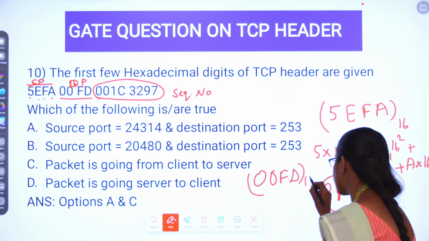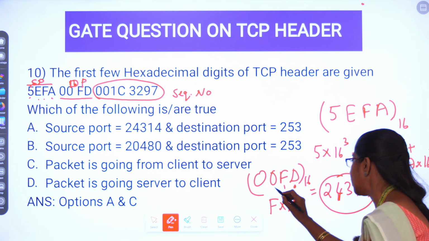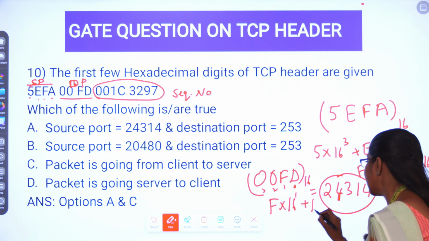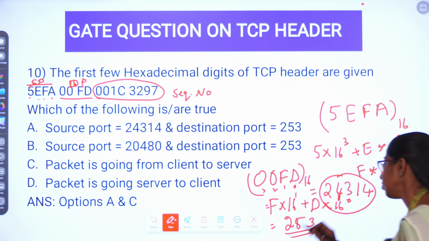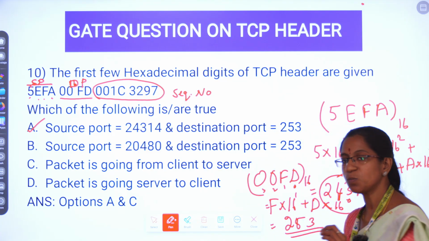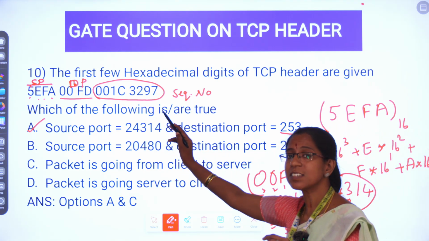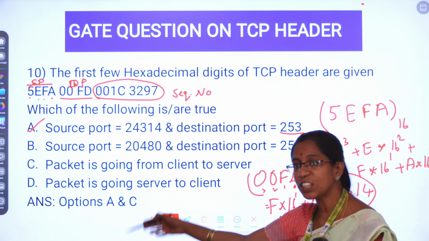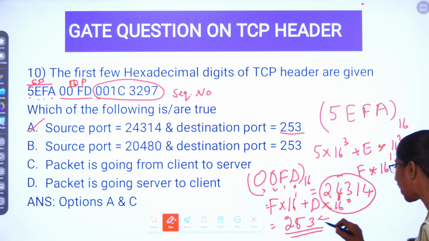Okay. Then we have to calculate the destination port decimal value. 00FD, it is a hexadecimal value. So 00 left, then F into 16 power 1 plus D into 16 power 0. The value is 253. Okay. So the first option is one correct answer: source port is 24314 and destination port decimal value is 253. But from our question, which of the following is or are true, so again we are going for another right option. This one is 24314. This one is 253. This is the destination port value, 253.